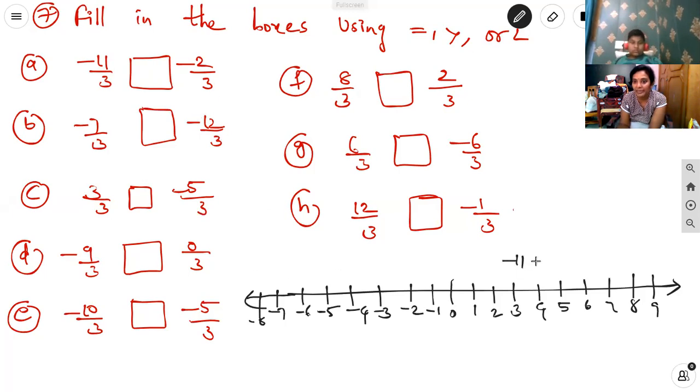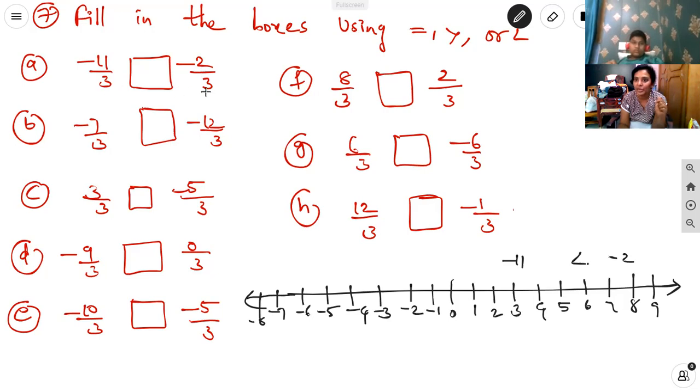Minus 11 is on the left side. Minus 2 is on the right side. Which number is on the right side? That is the greater number comparatively. See here, 0 and 1. 0 is on the left side, 1 is on the right side. So 1 is greater than 0. 1 is greater. The same thing, minus 11 and minus 2.